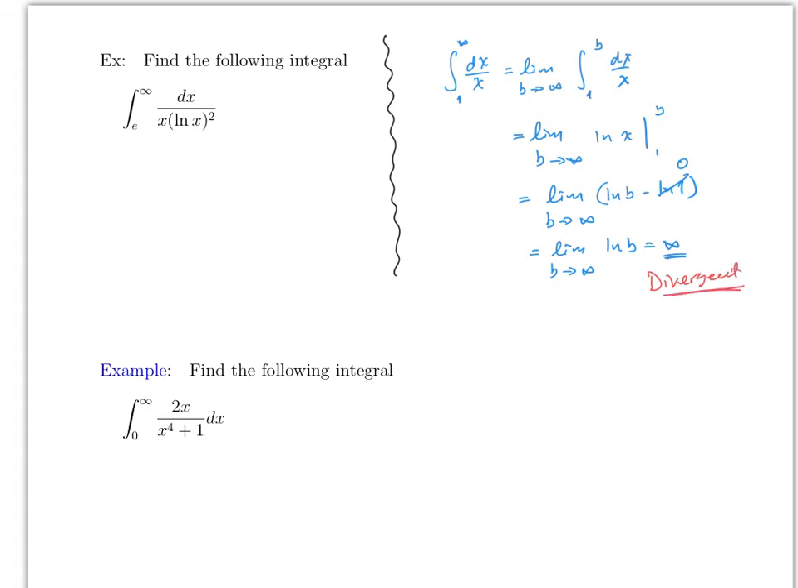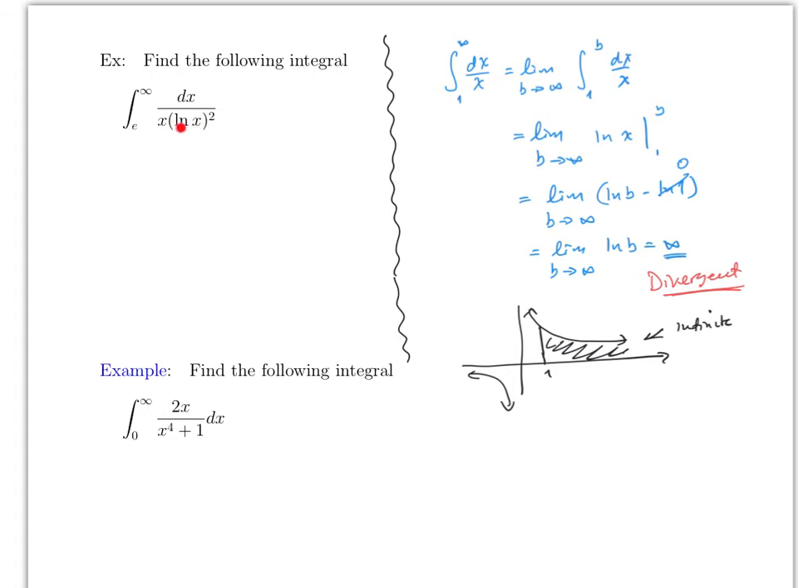So this example is going to be very, very important later, so make sure you make a note of this. And more importantly, if you look at the graph of 1 over x, remember the graph of 1 over x is very similar to 1 over x squared. But this one is telling you that from 1 to infinity, this area is infinite, while for 1 over x squared it is finite. Okay, so this result is going to be very useful later.